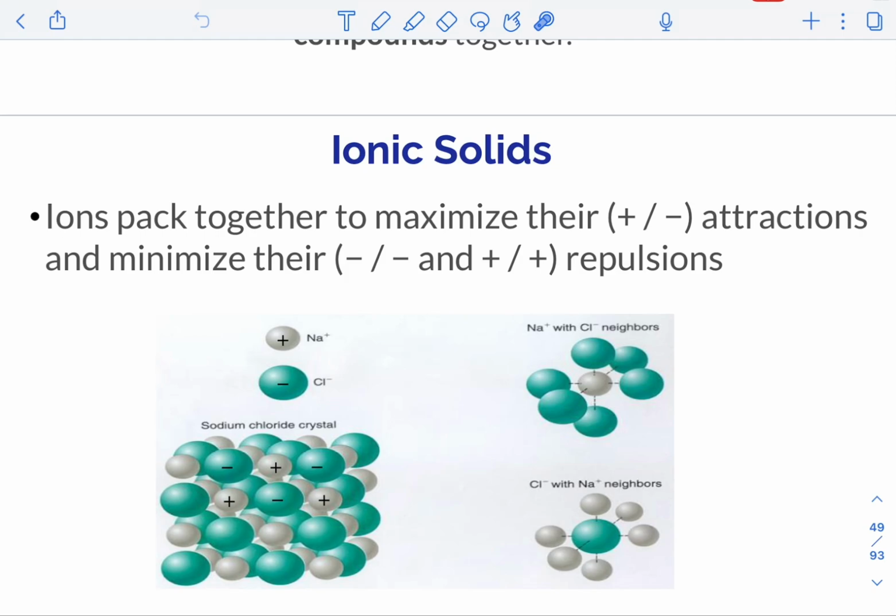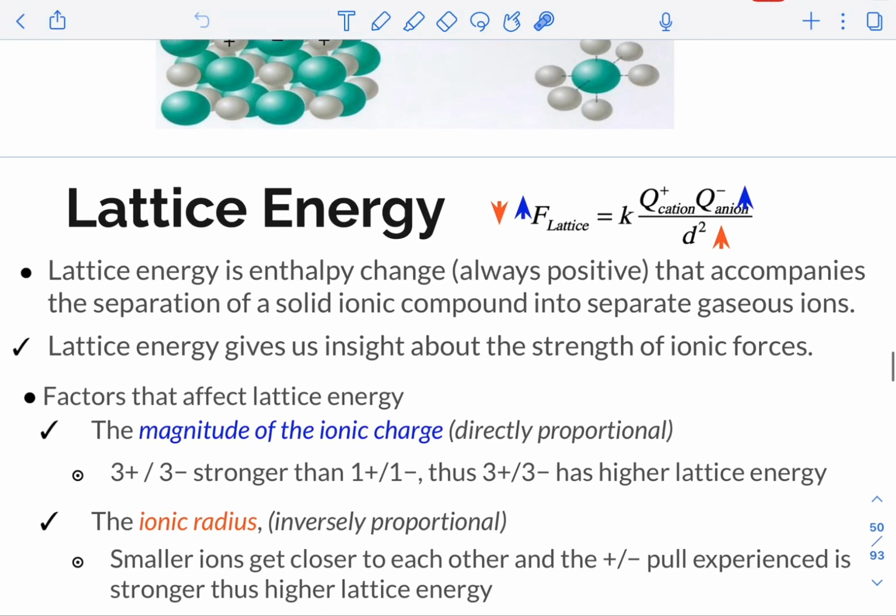So there are two things going on. One is the attraction between the positive and negatives, and then also the way they are arranged, the way they are packed together. So we're going to talk a little bit about something called lattice energy. And here you can see Coulomb's law again. It's always there, popping up.